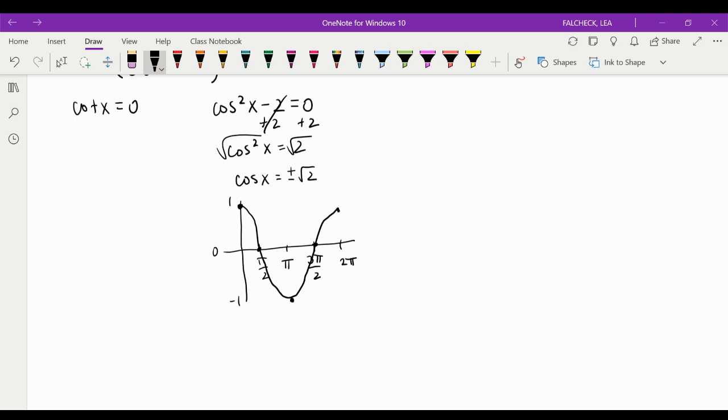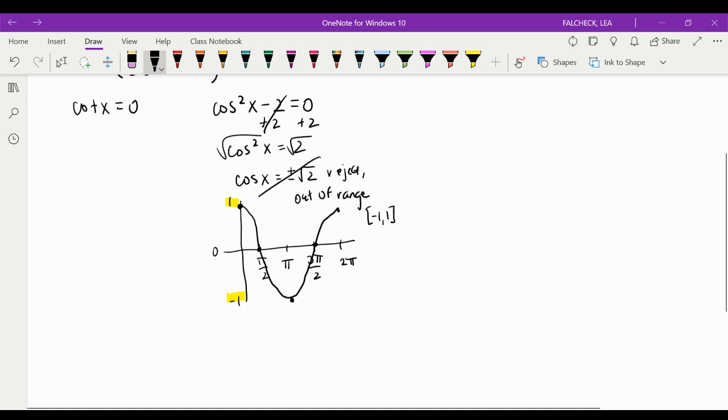Now, this only goes from -1 to 1. So anything that's greater than 1, the square root of 2 is greater than 1, or less than -1, the negative square root of 2 is less than -1, we are going to reject it because it's out of range. So we would write reject, out of range. The range of cosine is from -1 to 1.